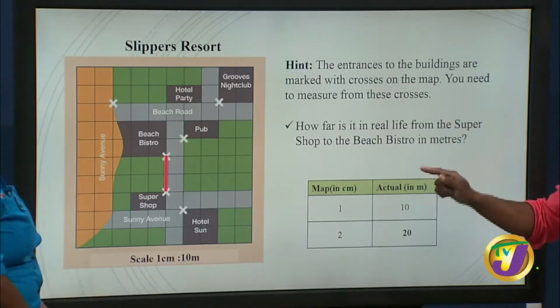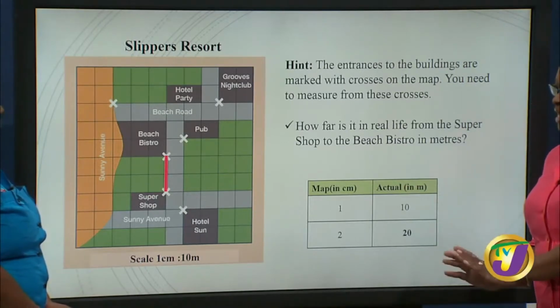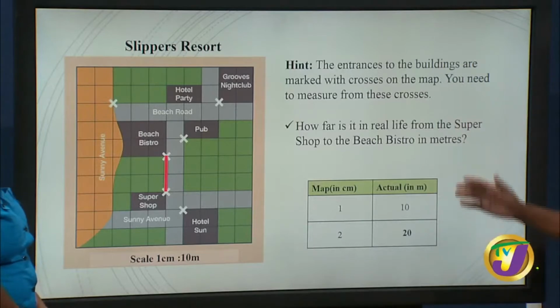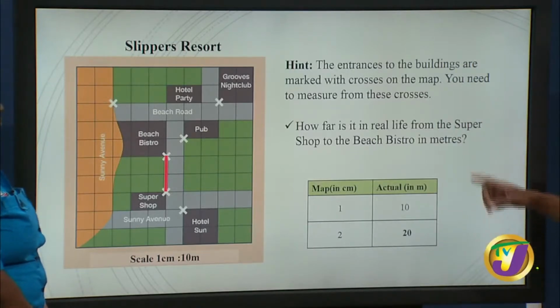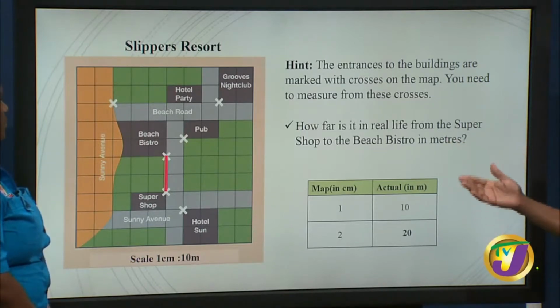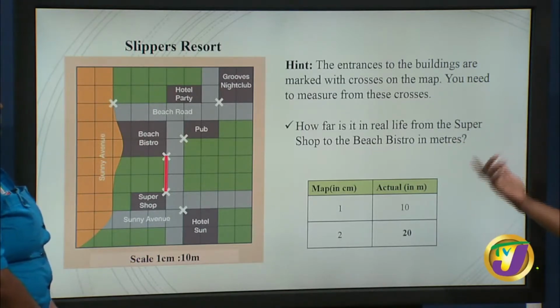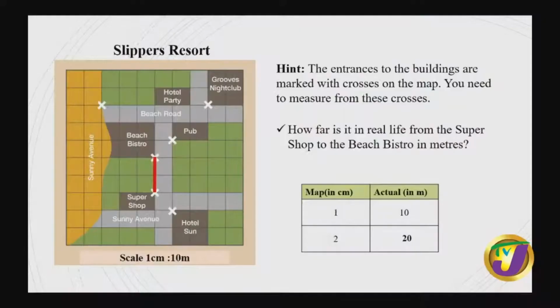Okay. And the scale says for every 1 centimeter, we have 10 meters. So if we have 2 centimeters, again using our table, we would have 20 meters. So the answer is the distance. How far in real life is the Super Shop from the beach bistro? 20 meters. Yes. Okay, that's the information. Now let us try this one. All right, so now try this one.